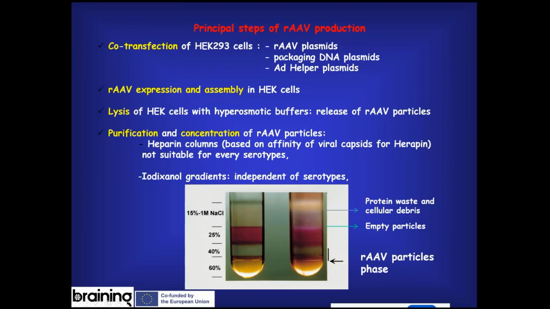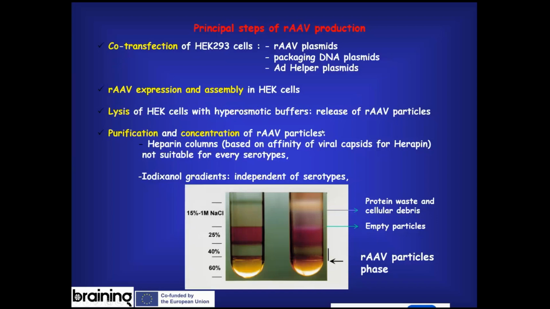So what you do to produce an adeno-associated virus, you do co-transfection of cells with the AAV plasmids, and this is the protocol we can discuss in detail if you want. You use packaging DNA plasmid and adenovirus helper plasmid, which does not contain the one which is provided by the X cells. It will be expression of all the constructs and assembly in the X cells. Then you lyse X cells because adeno-associated viruses are not released normally. So you lyse the X cells with hyperosmotic buffer, and this is to release the AAV particles.